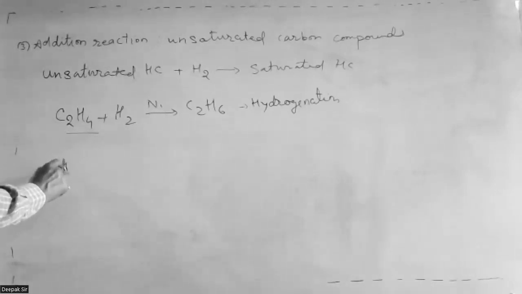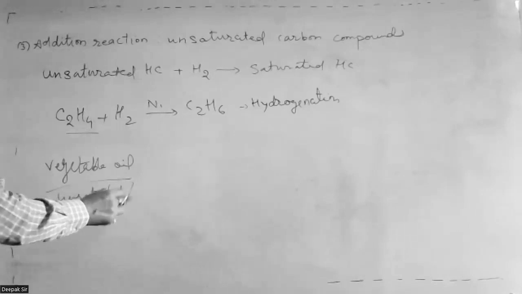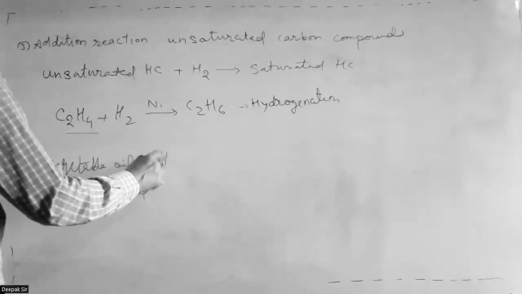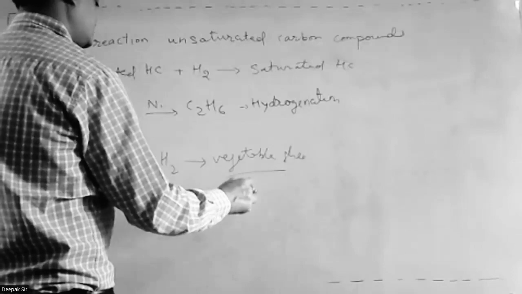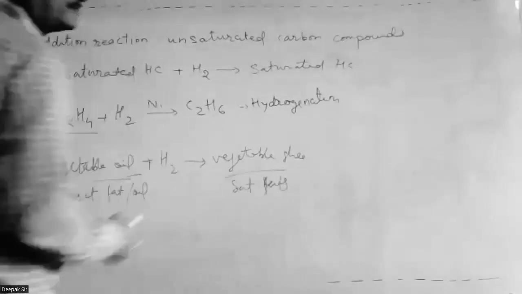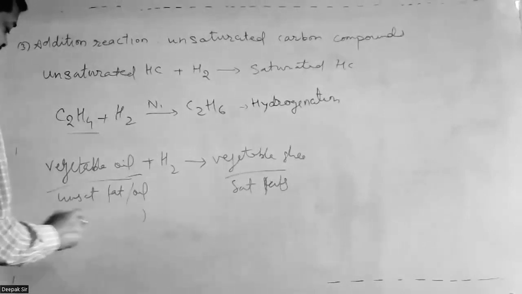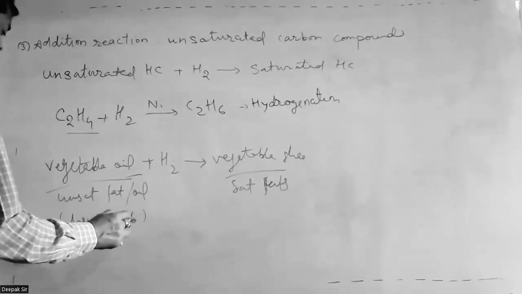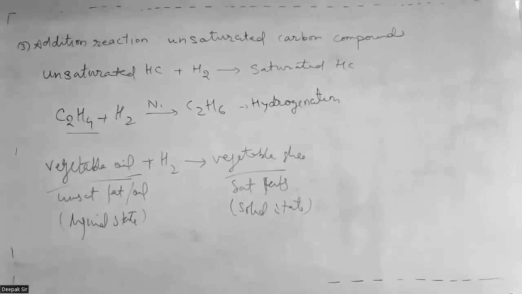Vegetable oils are unsaturated fats or oils. And on hydrogenation, they are converted to vegetable ghee, and these are saturated hydrocarbons or fats. These vegetable oils, they are unsaturated fats which are converted to saturated fats by hydrogenation. They are in liquid state at room temperature, whereas the saturated fats are found in solid state at room temperature. So why prepare?